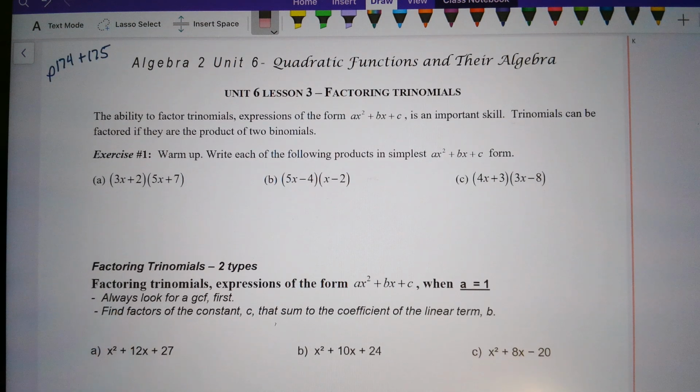Today we're on pages 174 and 175 of our textbook, Lesson 3 of Unit 6, Factoring Trinomials. The ability to factor trinomial expressions of the form ax squared plus bx plus c is a very important skill. Trinomials can be factored if they are the product of two binomials. So as a warm-up, we are going to multiply the two binomials. We're going to express the products in simplest ax squared plus bx plus c form.